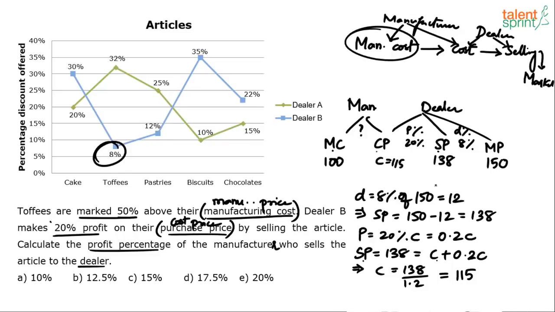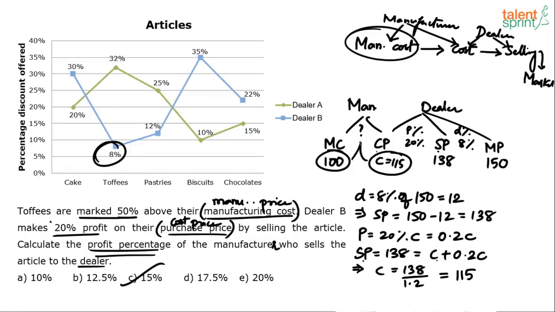That's it. What is he asking us to find out? What is the profit percentage of the manufacturer? See, the manufacturer's cost is 100. The manufacturer's selling price is 115. The manufacturer's selling price becomes the dealer's cost price. So what is the profit? 15%. Yes or no? 100 to 115 is 15%. So option C is the correct answer.